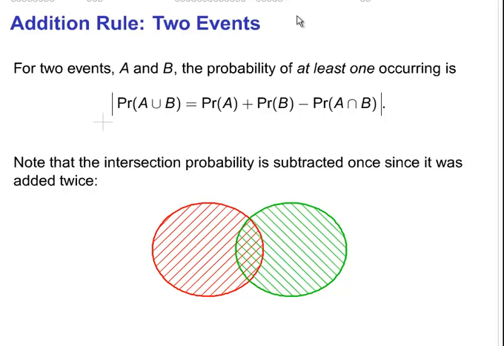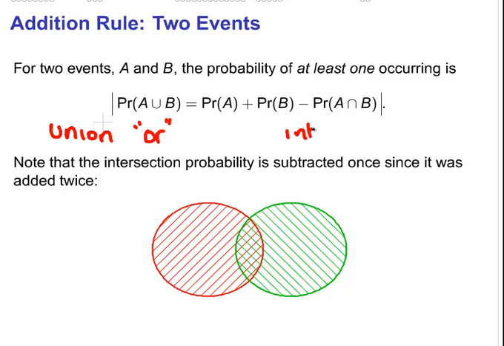Okay, in this presentation we're going to look at some important things, for example, the addition rule in probability. Suppose we have two events, A and B, and what we might be interested in is at least one occurring. This is A union B, or A or B. That's how we might verbalize that U there, union, which is or. That can be written as the probability of A plus the probability of B minus the probability of A intersection B.